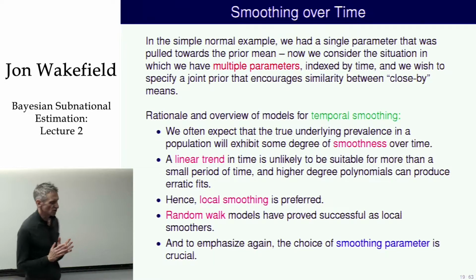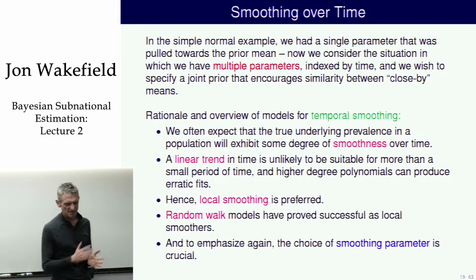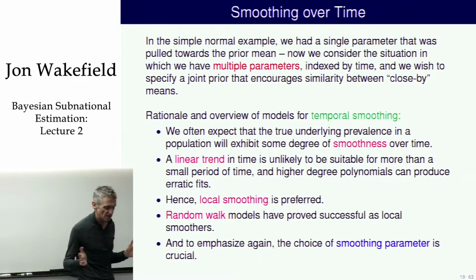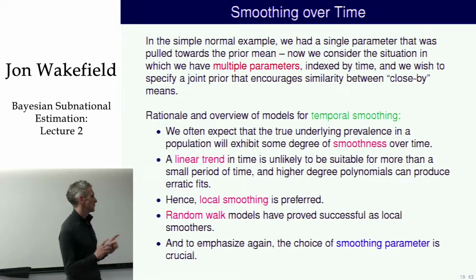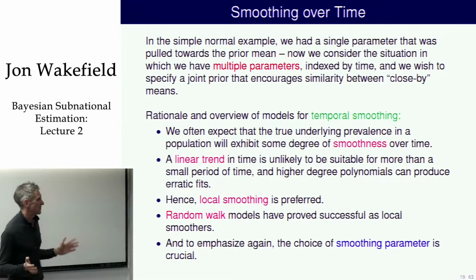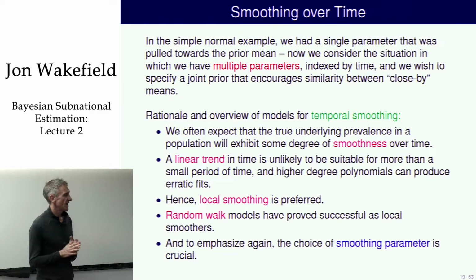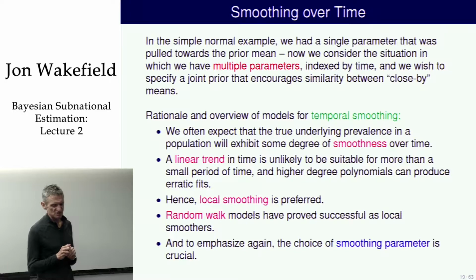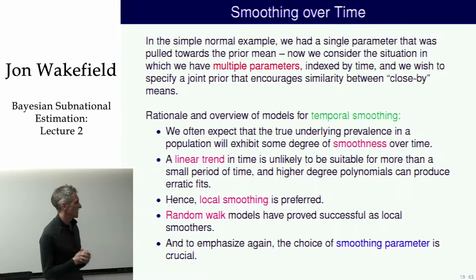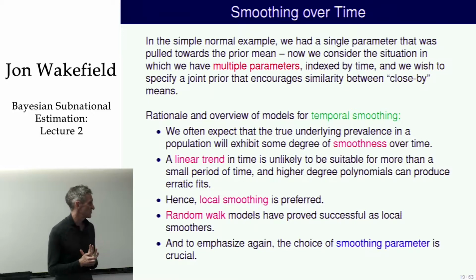So the most common models in this sort of situation are local smoothing models. When we fit a linear model, it's taking the data from the whole of our time period and smoothing linearly. Rather than do that over the whole of the time period, now we're just going to look locally and use the information from our neighbors, however we choose to define that. The models I'm going to talk about are random walk models, which have quite a long history in Bayesian smoothing and have been used successfully in many applications.